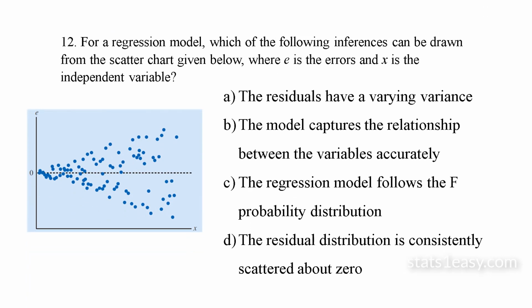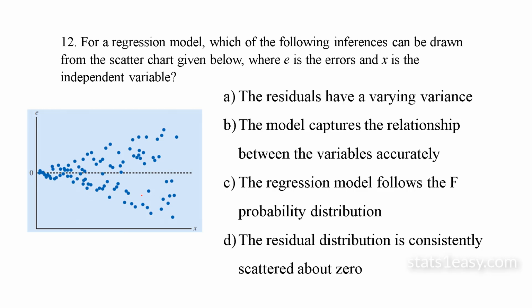For a regression model, which of the following inferences can be drawn from the scatter charts below? E is the errors and X is the independent variable. Now, one thing we can see here is that as the value of x increases, there is a pattern in the errors or residual. So we can see a funnel pattern or increasing pattern. Any pattern like that is not acceptable.